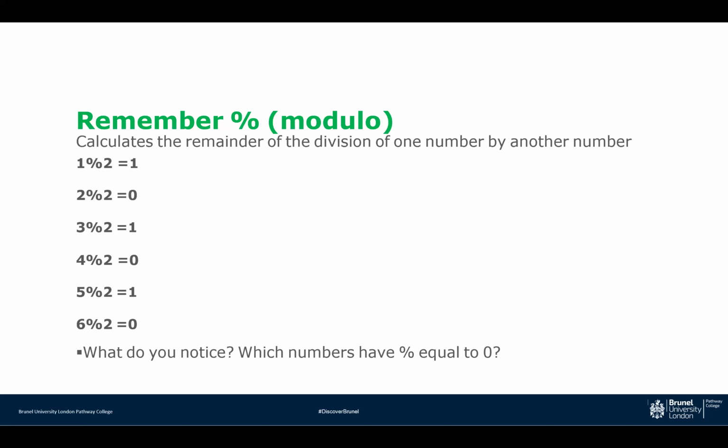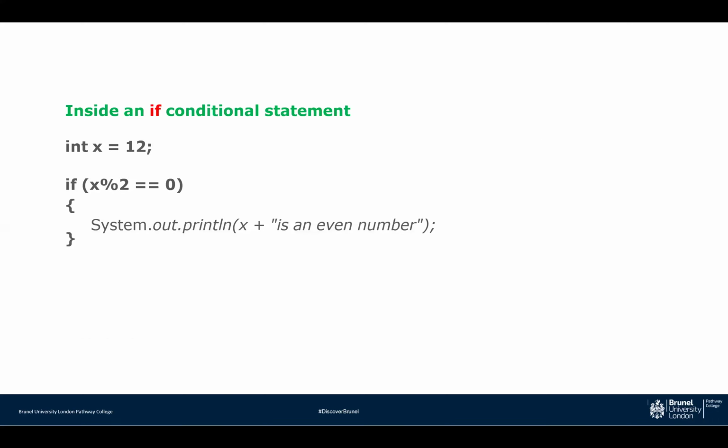So what do you notice? Even numbers, exactly. Even numbers will give us 0. Odd numbers will give us 1. So each even number divided by 2 has a remainder equal to 0, and that's what I can do here. So now if I have this variable x that has value of 12, I can do this: if x modulo 2 equal to 0, because I'm testing if the remainder of dividing the number by 2 equals 0, then that's an even number. And that's why System.out.println says x is an even number.